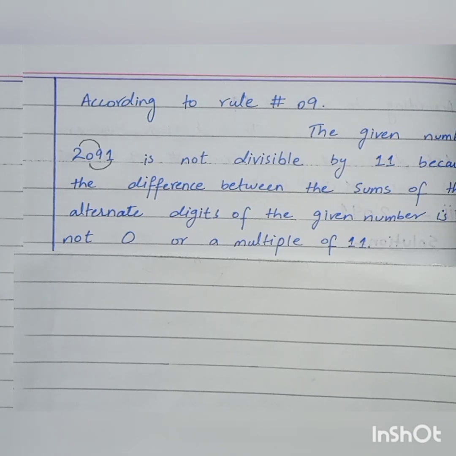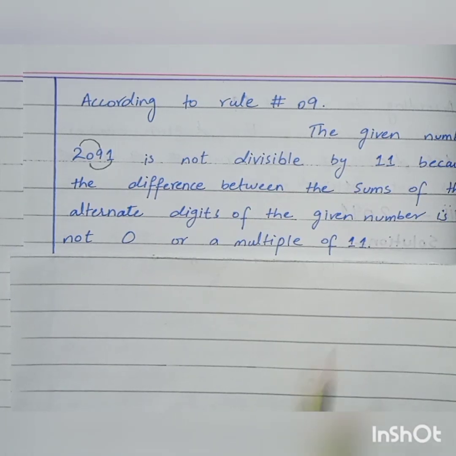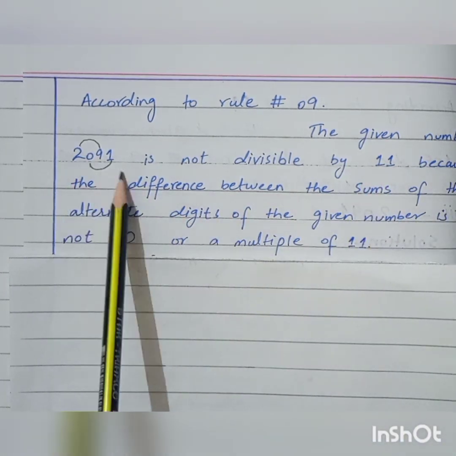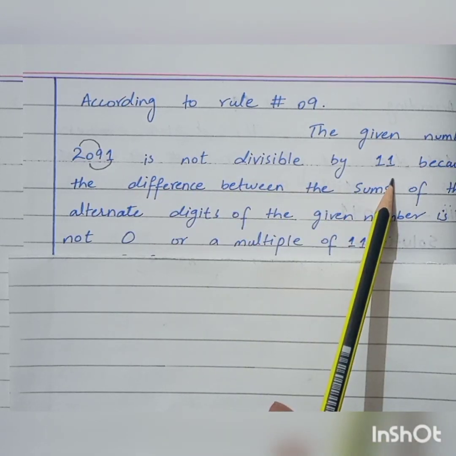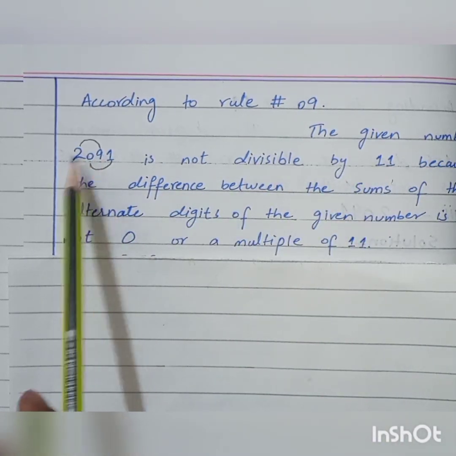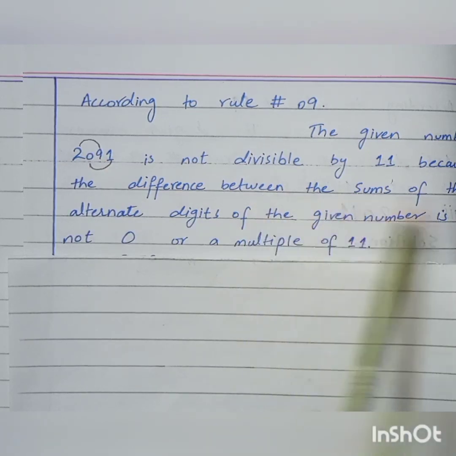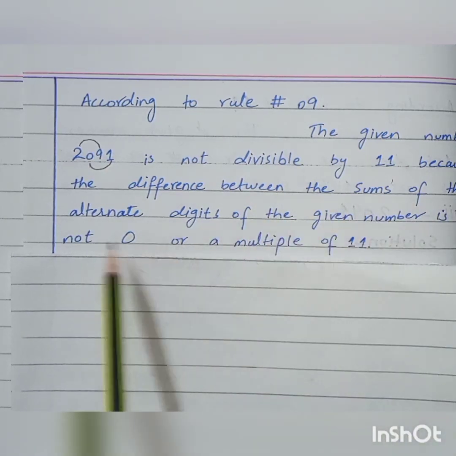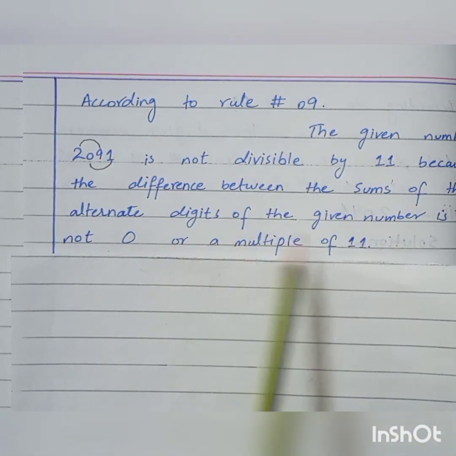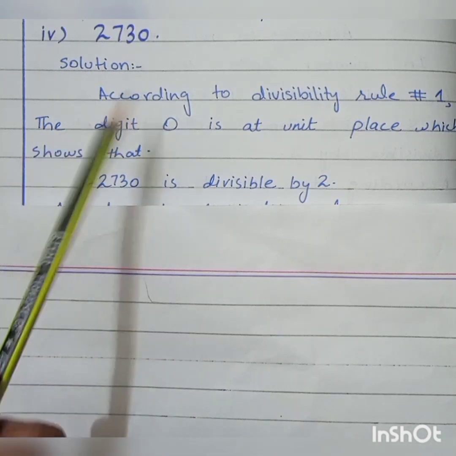Students, same as in part number 1, according to the rule number 9, the given number 2091 is not divisible by 11 because the difference between the sum of the alternate digits of the given number is not 0 or a multiple of 11. So we can say that 2091 is not divisible by 11. Students, the next question is 2730.